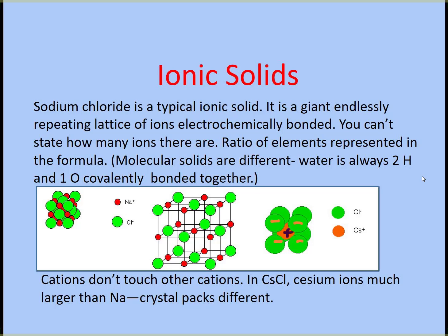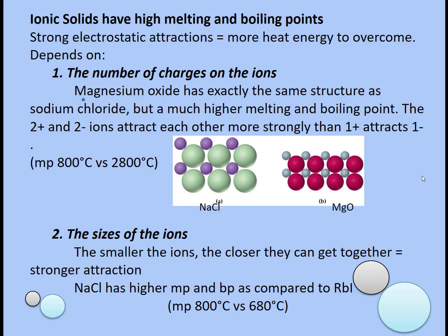And when it does pack together, the positives do stay away from the positives and the negatives do stay away from the negatives, and we have these unit cells. Ionic solids have high melting points and high boiling points, and how high the melting point is depends on the ions. And we talked about this when we talked about crystal lattice structure. So the most important thing to look at is the charge.